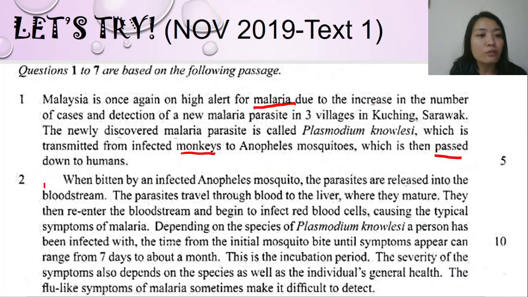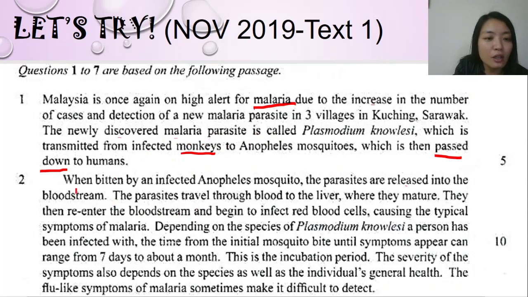Okay, so from here I know that it's something about malaria, and it's from monkeys and given to humans. That's all. If you don't actually understand what you read, don't worry, like I told you. You only need to understand it if the questions ask you later. Even if you don't understand the whole paragraph, it doesn't matter until the questions ask you. So don't panic. This is the first thing you need to remember. Don't panic.